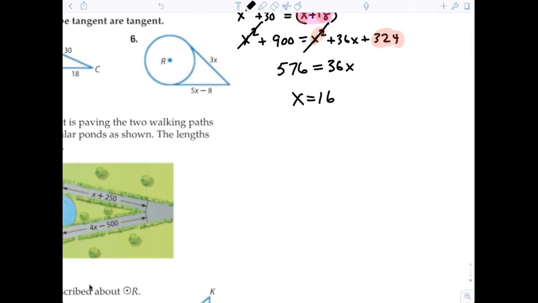Now, again, these two sides here, the 5x minus 8 and the 3x, are both lines that are tangents. All right. So what does it appear to be true? They are equal. And again, it's really simple to prove.